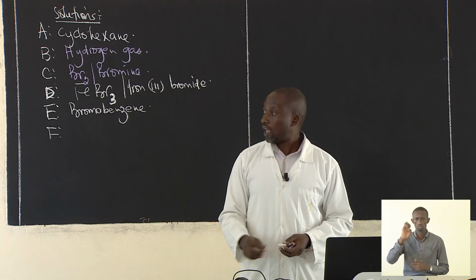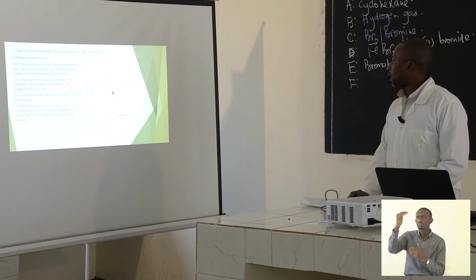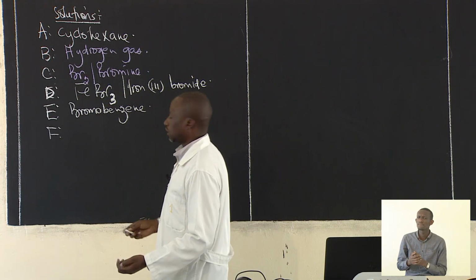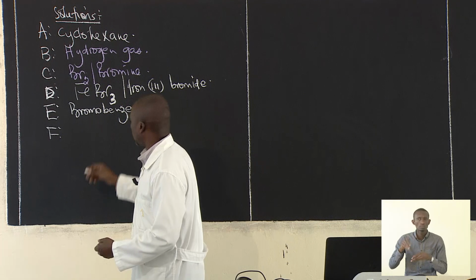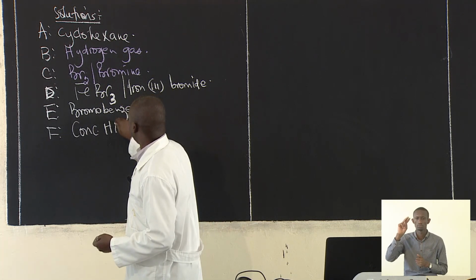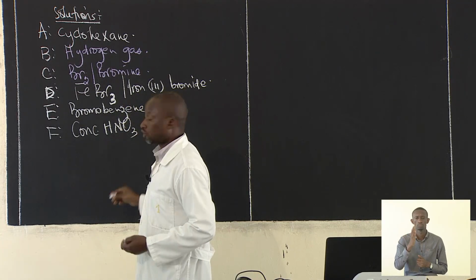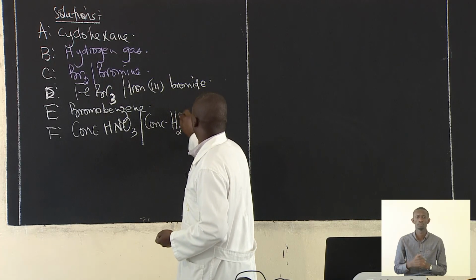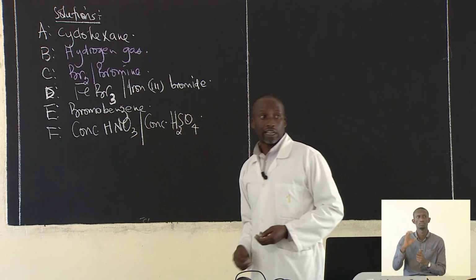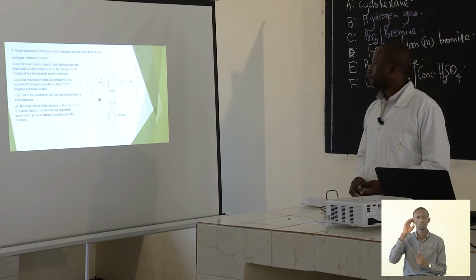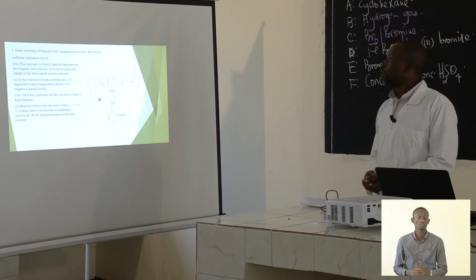Bromobenzene. F, where is F? So benzene goes to nitrobenzene. So what is this F? F is likely to be a combination of reagents. So here you have concentrated nitric acid in presence of concentrated sulfuric acid. This one is acting as a nitrating agent. The reactions to form E and nitrobenzene are electrophilic substitutions.